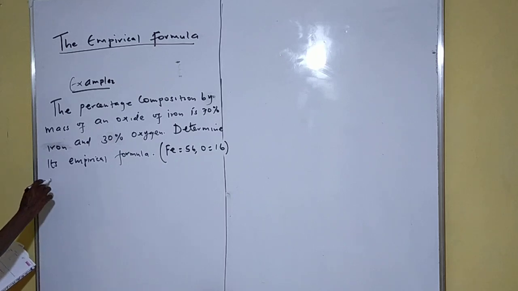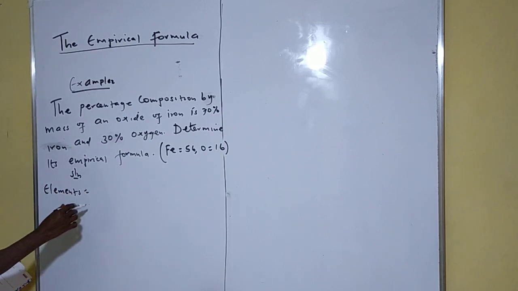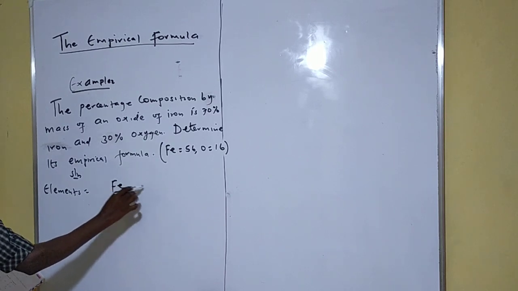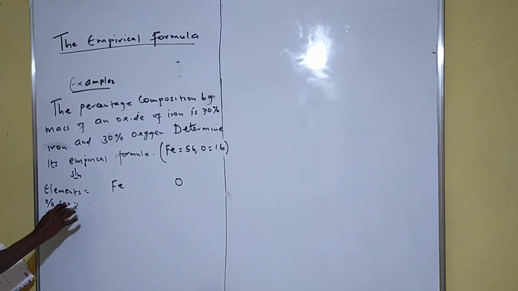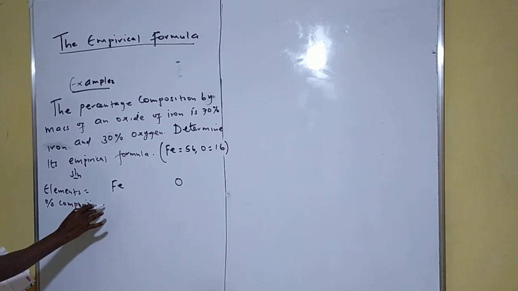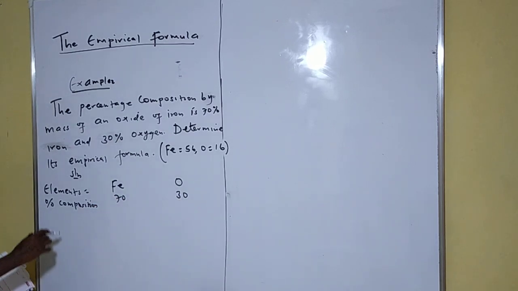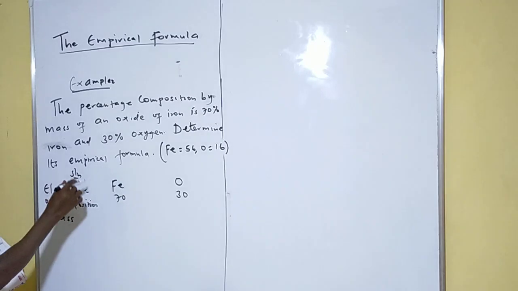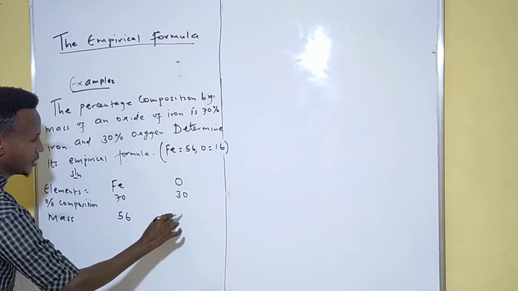So what are the elements? Solution to this problem. Our elements are iron and oxygen. So we have their percentage composition. Iron is 70%, while oxygen is 30. So we are going to write the masses of these elements. Iron is 56, right in front of that, and this is 16.